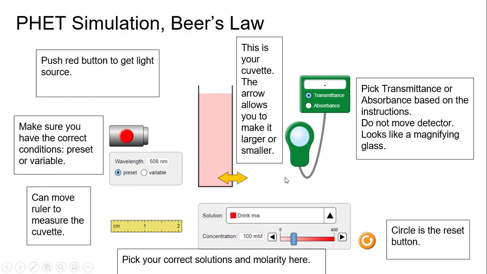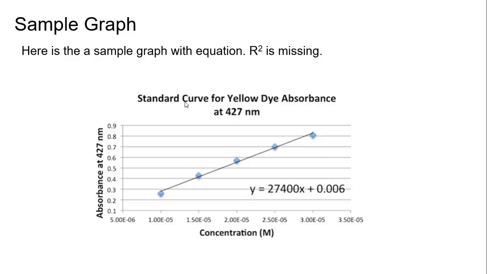This arrow means that you can make this wider or smaller, and then you drag the ruler and you measure what it is that you have. Okay, so make sure to follow the instructions on this portion of the lab as well. Basically, at the end of this, you're going to collect information and then you're going to graph.